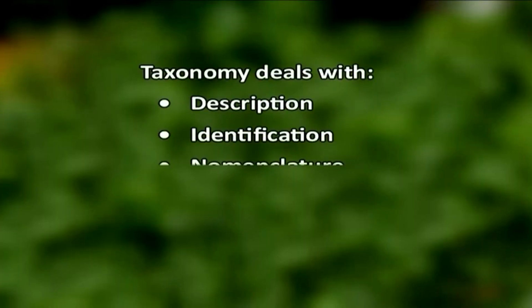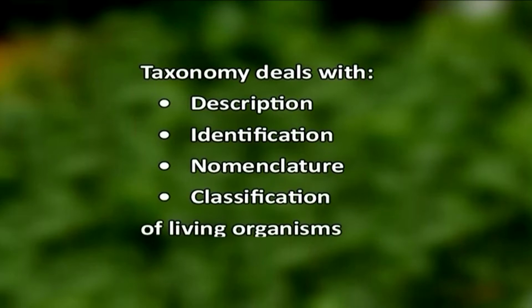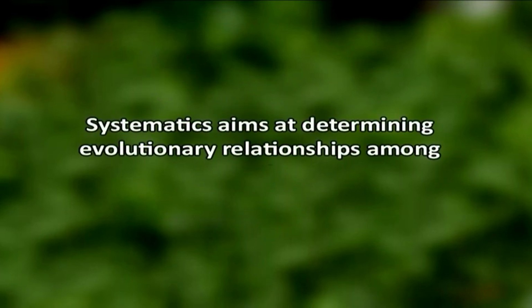In biological systems, we often talk about taxonomy and systematics. Taxonomy deals with description, identification, nomenclature and classification of living organisms, while systematics aims at determining the evolutionary relationships among these organisms. There are different systems of classification differing from each other with respect to the criteria for classification or in the methods used for the purpose.